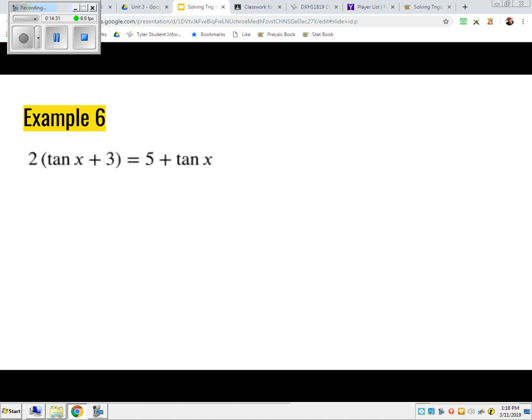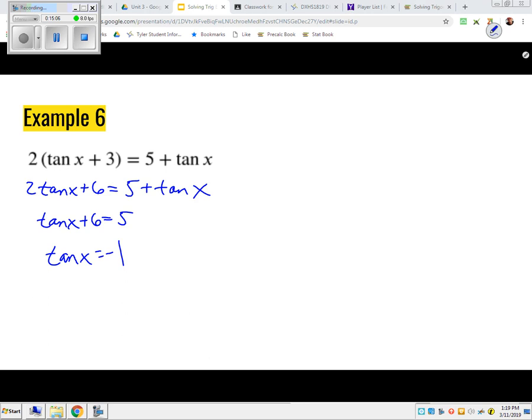So let's first on this one. Distribute the 2. Get rid of the parentheses on there. That's kind of a downer on this problem. So 2 tangent of x plus 6 equals 5 plus tangent of x. Subtract tangent x. Okay, so what will that give me? Tangent x plus 6 equals 5.